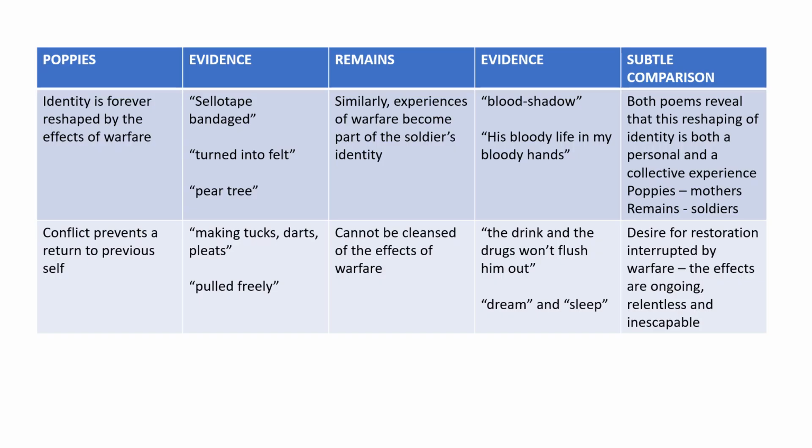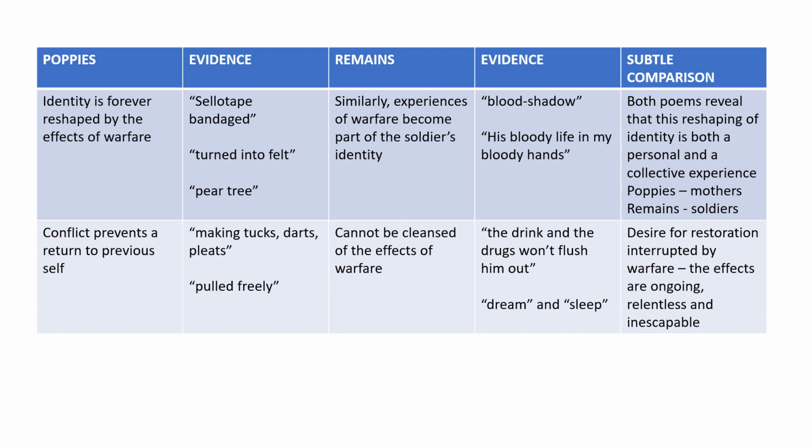So let's try and draw some of that together into a comparison. Well, in Poppies, her identity is forever reshaped by the effects of warfare, and we see that with first of all the semantic field of warfare and injury, in "sellotape bandaged" and "turned into felt," but also by the symbol of the pear tree, that symbol of love and separation. Similarly, in Remains, the experiences of warfare become part of the soldier's identity, the blood shadow and the blood on his hands. And the subtlety of the comparison is perhaps that both poems reveal that this is a reshaping of identity. It's both a personal and a collective experience.